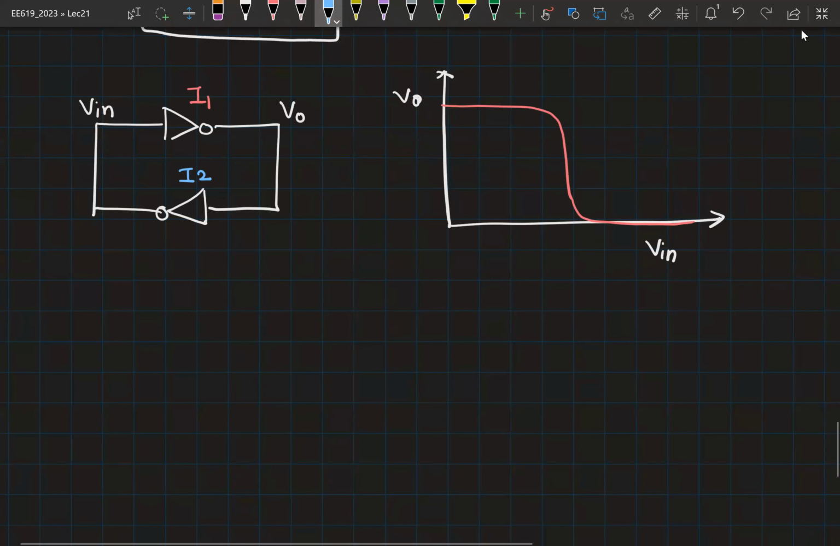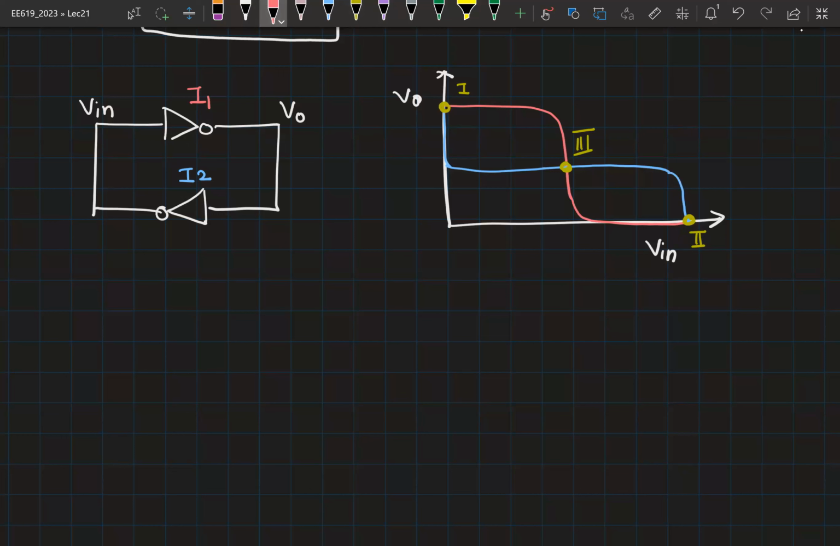How does the curve for I2 look like? Should look like this. So now the stable points for this circuit are obtained at the points where the two curves are intersecting, right? Which is at, so this is point 1. Let's call this point 2. And finally, you have point 3.